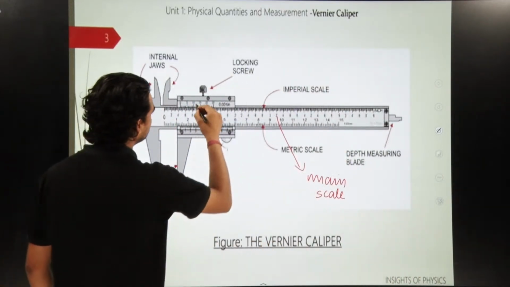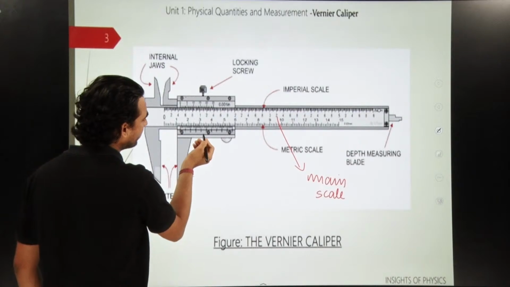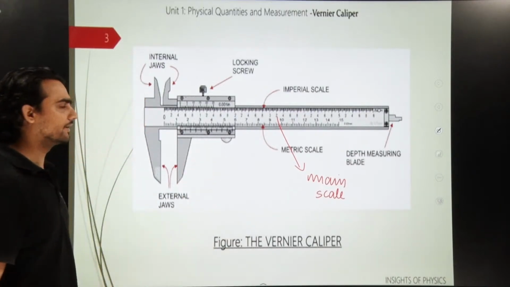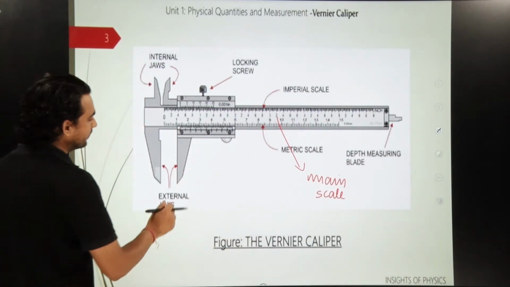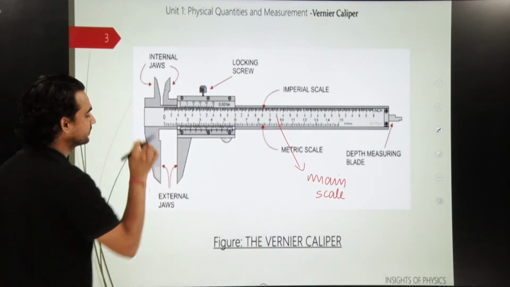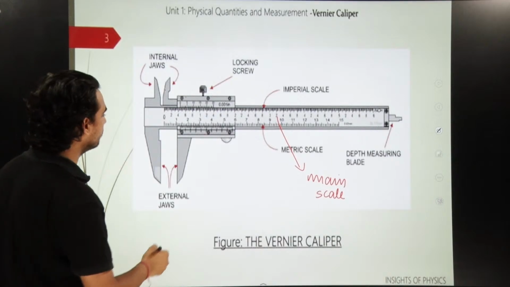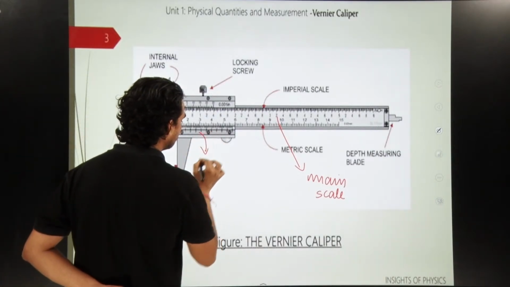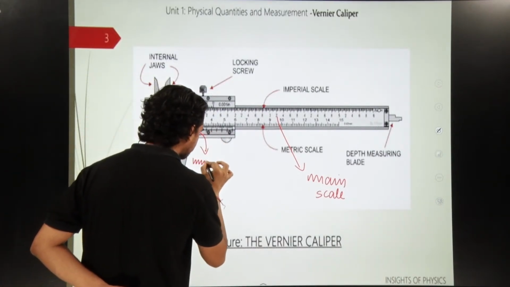What is this? This is the secondary scale, or I can use this also as the secondary scale. So now what are these? These are the external jaws, these are the internal jaws. So if you look here, let's say this is my movable scale.